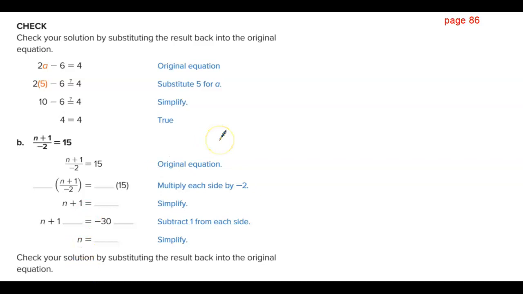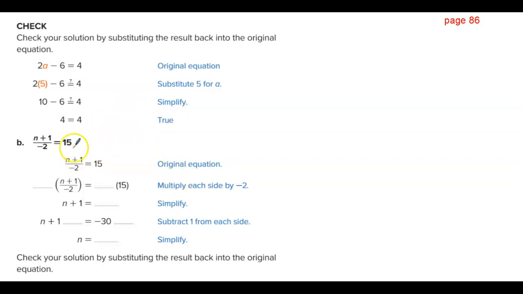Okay. Now, here's the check, and I get it because I never check my work either, so I totally understand. But here's the check. They're telling you that if you take the answer you got, 5, and plug it back into the original equation in place of the variable, if you get a true statement, then you know you solved the problem correctly. All right, well, they put the 5 in for the a. They did 2 times 5 is 10. 10 minus 6 is 4, which is a true statement, which means that 5 was the correct answer.